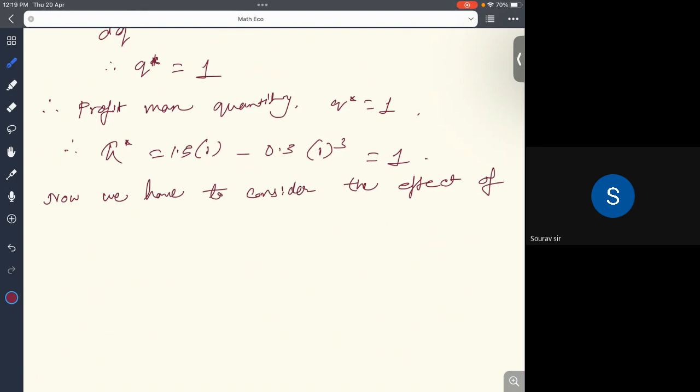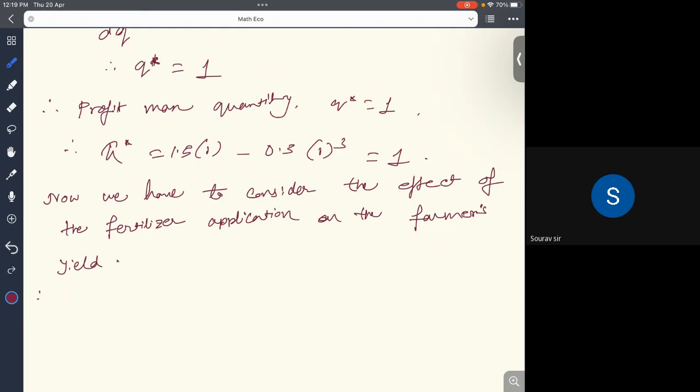The effect of the fertilizer application on the farmer's yield. Okay. So suppose let Y be the new yield without fertilizer.